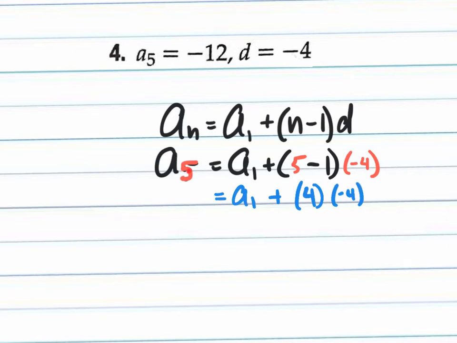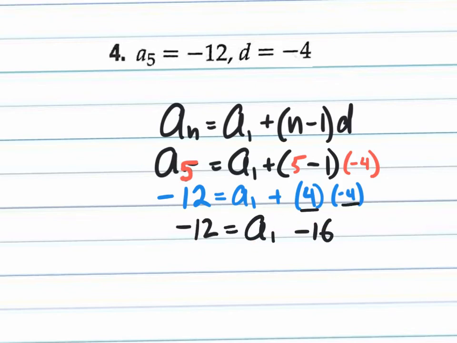Now, instead of a sub 5, that's not going to help me if I leave it a sub 5. I want a number over here. As you can see, a sub 5 does equal negative 12. So let's put a negative 12 right here in place of a sub 5. Now I have an equation with a bunch of numbers and just one variable that I could solve for. So what is 4 times negative 4? That's negative 16. We have an a sub 1 right in front of it, the equal sign, the negative 12 right there. We need to get a sub 1 all by itself.